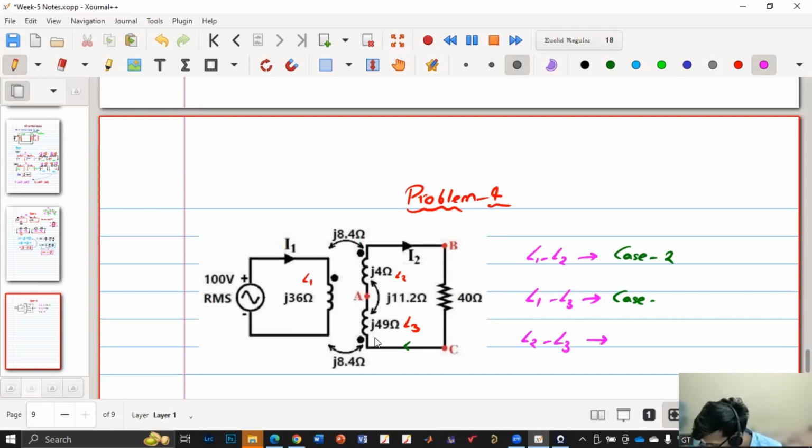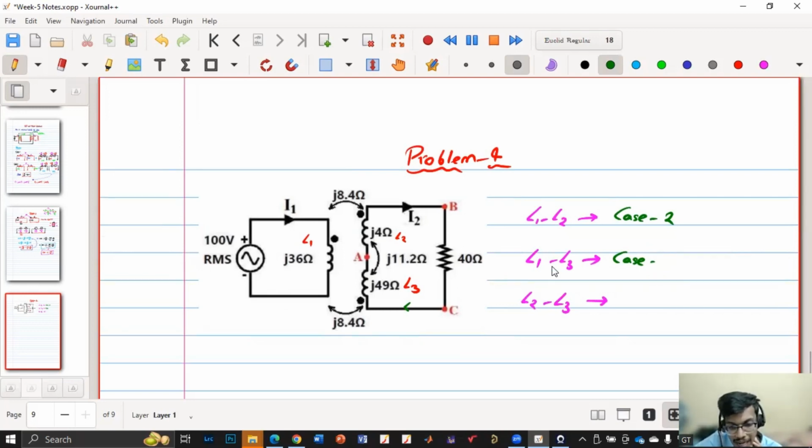So which case is it? L1, L3 or L2, L3? L1, L3. So this is L1, this is L3. Both are only entering. Okay, both are case 1. And L2, L3? For L2, L3, one is exiting, one is entering. So it is case 2.